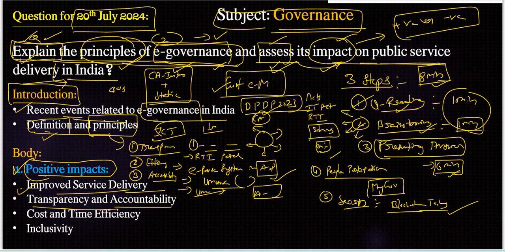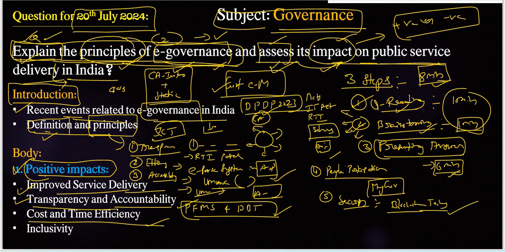Next, transparency and accountability, and cost reduction, right? Here, e-governance initiatives like the Public Financial Management System and Direct Benefit Transfer schemes have reduced corruption by ensuring direct transfer of benefits to beneficiaries, especially, right? Very, very important. All these types of examples need to be included one by one, right? Next, cost and time efficiency also. What is the other benefit? Cost and time efficiency here.